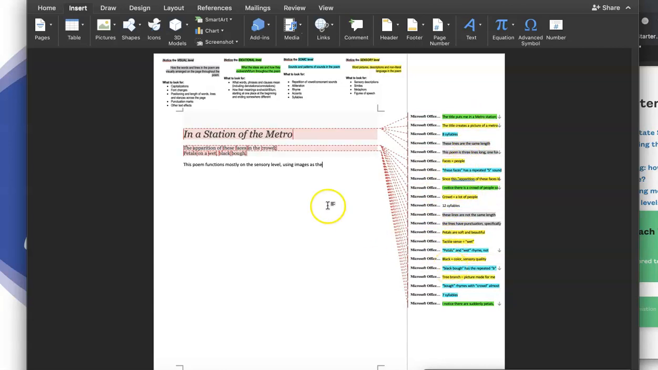Because what I would say is that looking at these colors, this poem functions mostly on the sensory level, using images, right? And most of those images are working in concert with the other things in the poem. I use the word symphony at the beginning because really that's what this is. It's a symphony of different language levels. Every poem's a symphony of different language levels. Every poem's a different symphony.